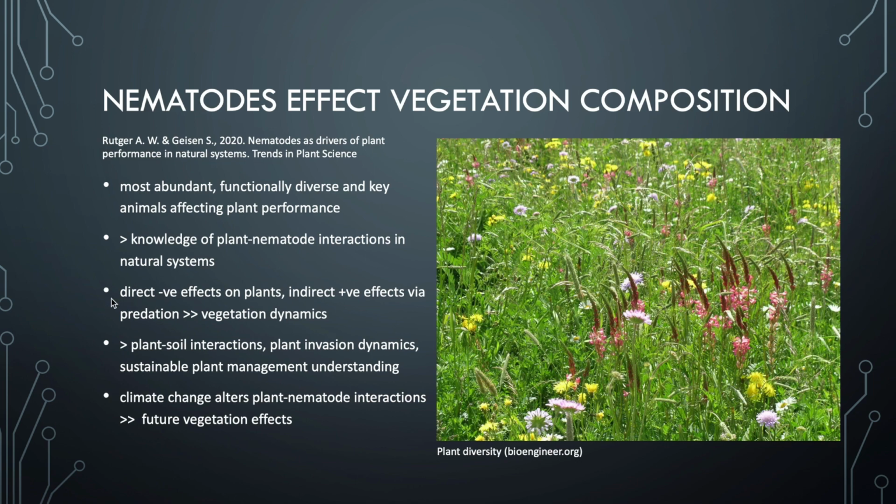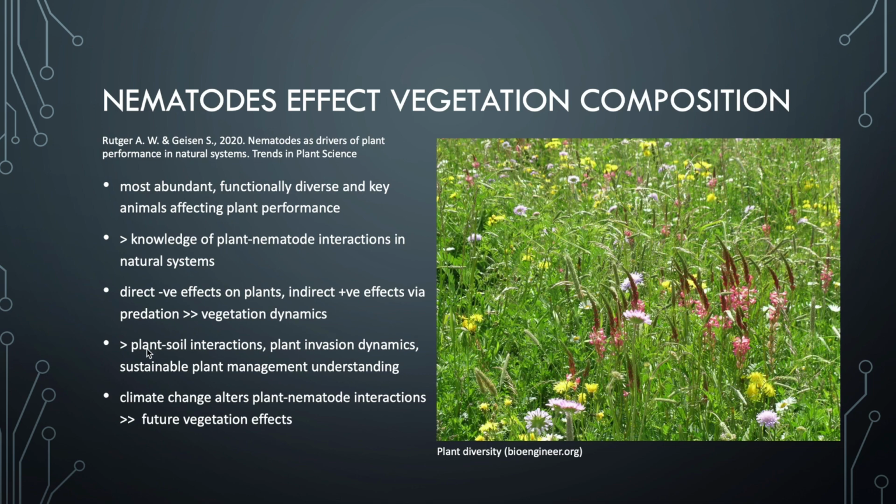And of course, root-feeding nematodes or herbivorous nematodes can have a direct negative effect on plants, as well as an indirect positive effect when they are predated upon. And this significantly drives vegetation dynamics. They provide increased plant-soil interactions, being at the interface between a plant and the soil matrix. They also play a role in plant invasion dynamics, so how plants become predominant in certain ecosystems, as well as increasing the understanding of sustainable plant management.